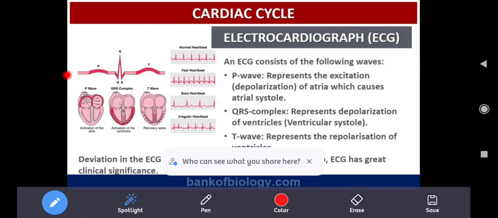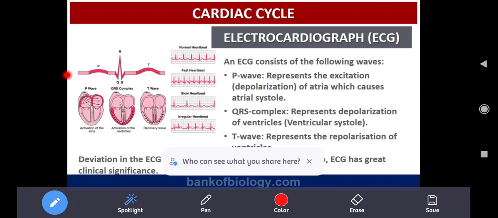This represents depolarization of the ventricles. Depolarization of the ventricle means the systole takes place in the ventricle. Depolarization of the auricle means the systole takes place in the auricle. So when the ventricular systole takes place, what happens? The R wave is peak in nature now.